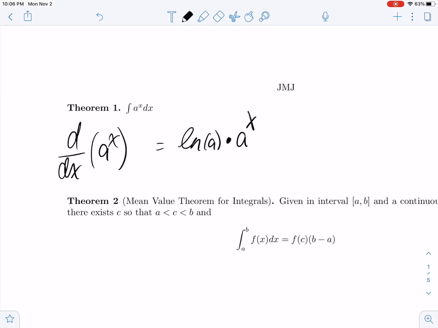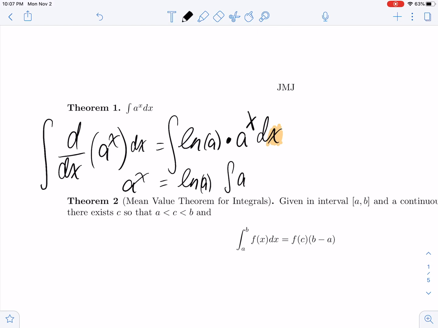Now, if I integrate both sides, if I have two things that are equal, then their integrals will be equal. The left-hand side, the integral and the derivative cancel, and the left-hand side is just a to the x. Now, the right-hand side, ln a, so this is an integral with respect to x. So ln a, that's just a constant. I can pull that out. Ln a, integral of a to the x dx.